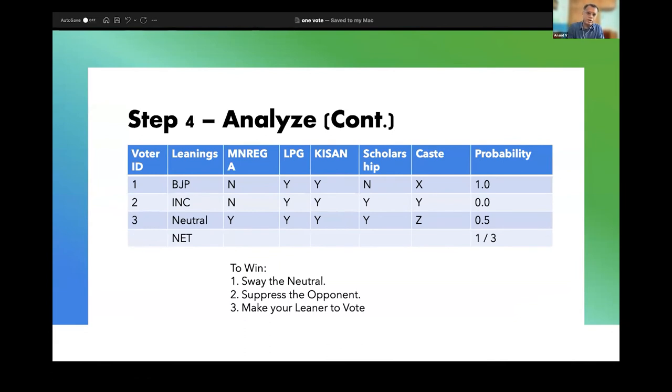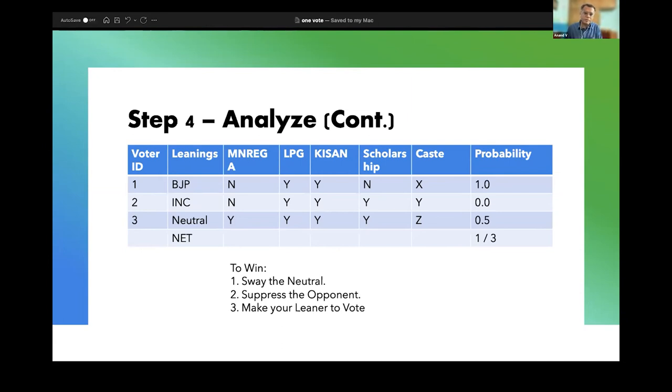In order to win, you only have three options. Option number one is to sway the neutral to vote for you. Option number two is to suppress the opponent. Option number three is to make your leaner, the person who leans towards you, come out and vote. This is what is called a get out the vote campaign. If you look back, what this allows is custom crafting of messages. You can say, vote for me because you got so much scholarship. Vote for me because I gave you so much MNREGA. Or you say to the other person, vote for me because maybe I'll give you higher reservation for your caste.